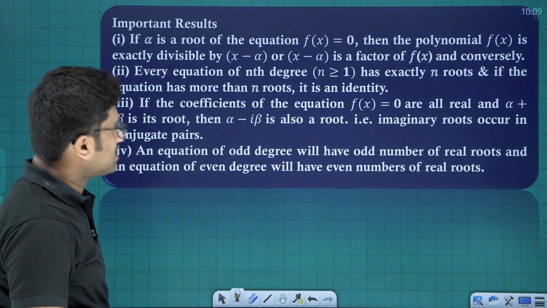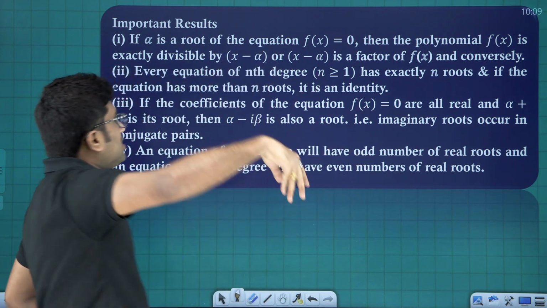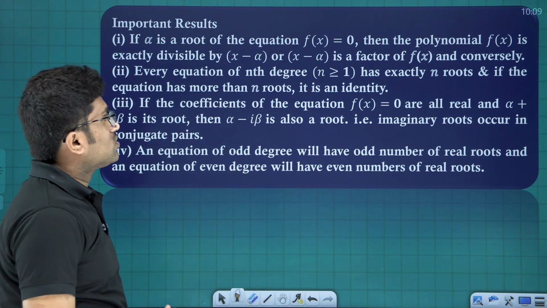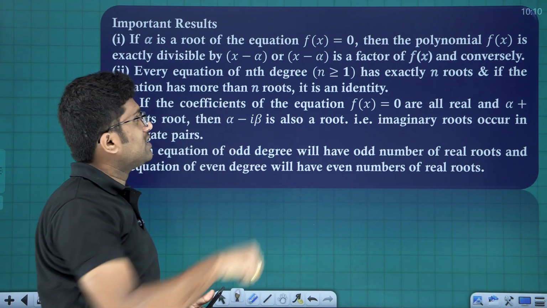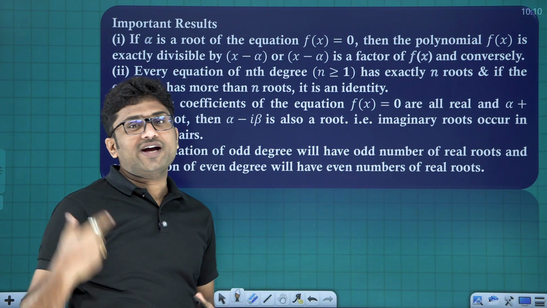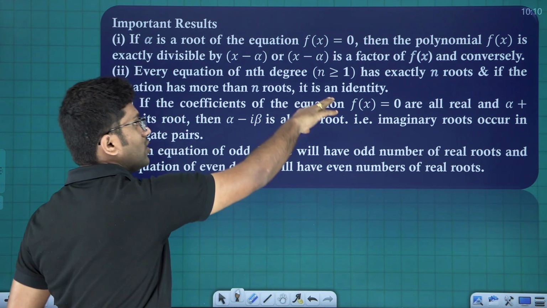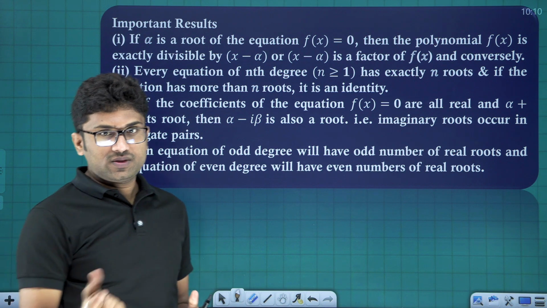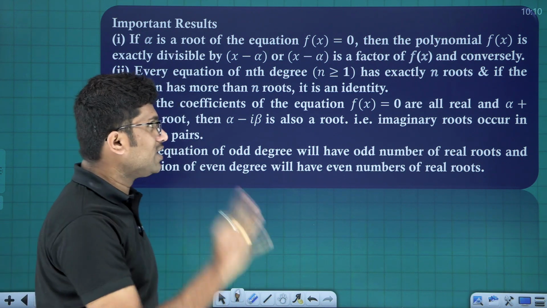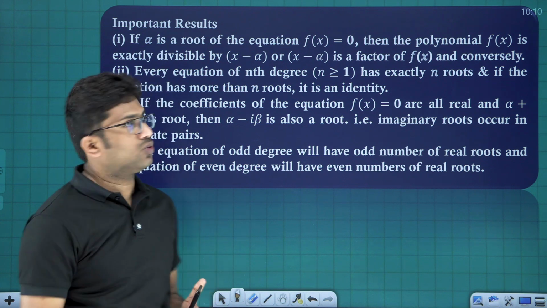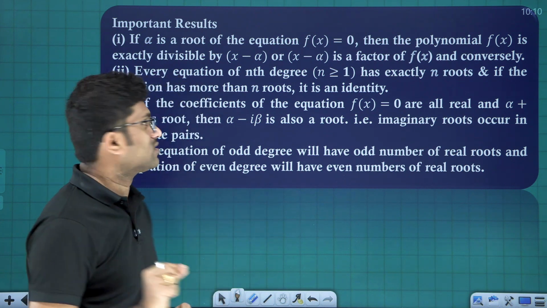Apart from this, there are some results like the factor theorem and remainder theorem. If alpha is a root of the equation f of x equals 0, then the polynomial f of x is exactly divisible by x minus alpha, and x minus alpha is called a factor of f of x. Every equation of nth degree, n greater than or equal to 1, has exactly n roots. As I said in the beginning, in case of roots and solutions, every equation of degree n will have n roots.